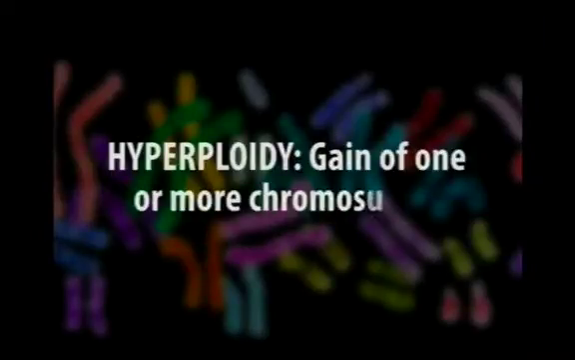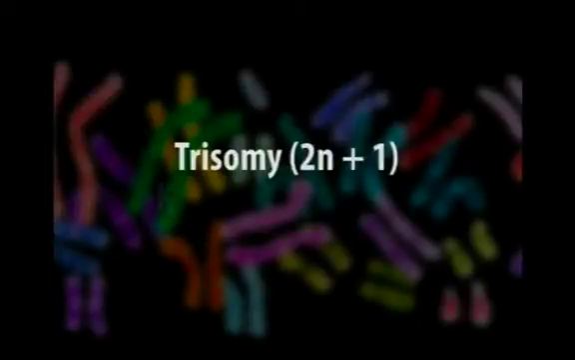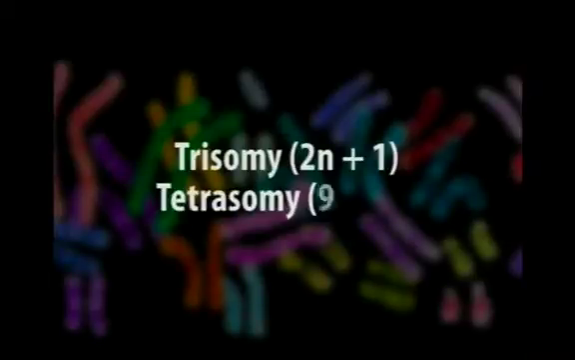Then the second one is hyperploidy, which means the gain or increase of one or a few chromosomes. Similarly, hyperploidy is also of two types: the trisomy condition, designated by 2n+1, meaning an increase of one chromosome over the somatic chromosome number of a species, or the tetrasomic condition, where there is an increase of two chromosomes over the somatic chromosome number, designated by 2n+2.